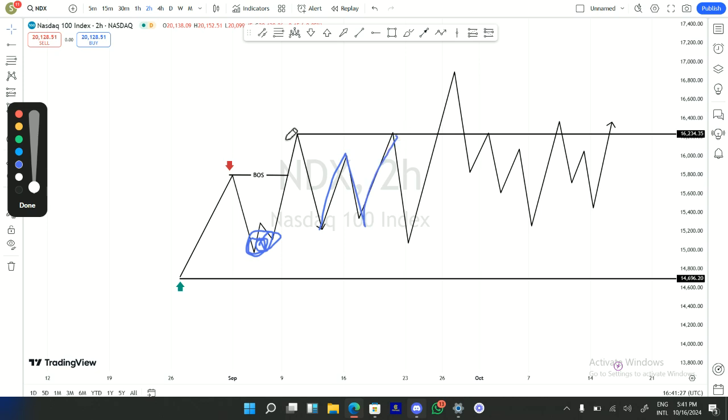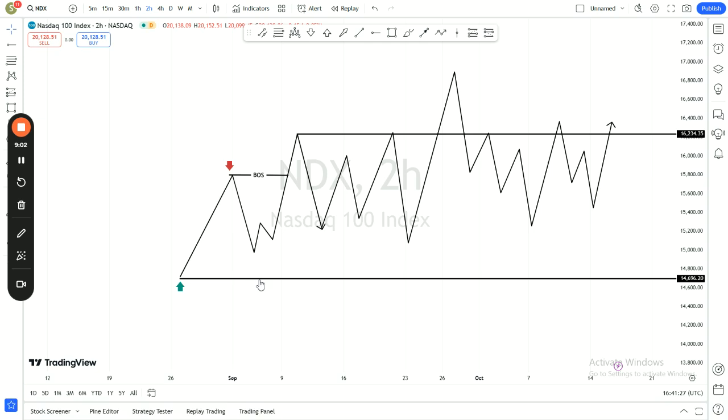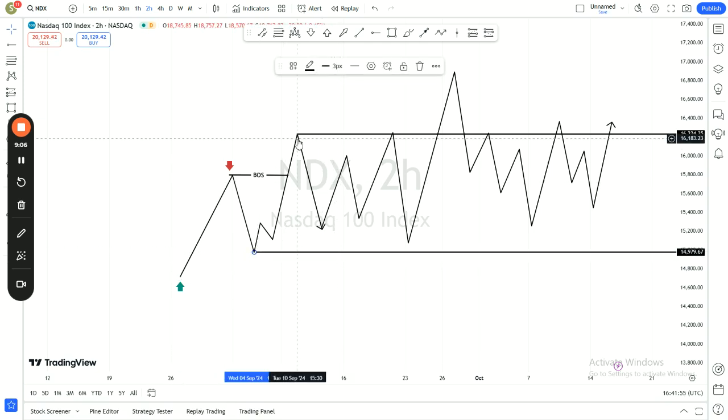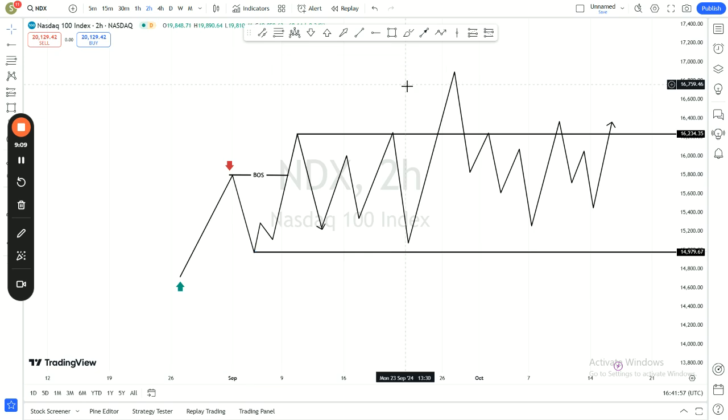Whatever is happening currently right here is just an internal structure, because this is still our last high and our last low. Whatever happens in between is what we call internal structure. The market is still bullish. Only if the market breaks below this last low do we have a shift in market structure. Now we have our new low right here, and this is our new high. This is all market structure. You understand, guys?